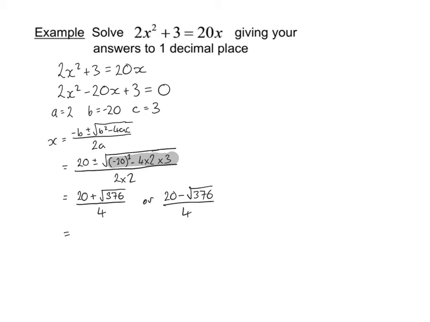And we end up with 9.8477, or 0.1523. Now again, not only is this part up here a clue to use the quadratic formula, but it is actually asking you to give your answer to one decimal place. So each of these will need to be rounded to one decimal place. So that's equal to 9.8 or 0.2, and that's our final answer there.